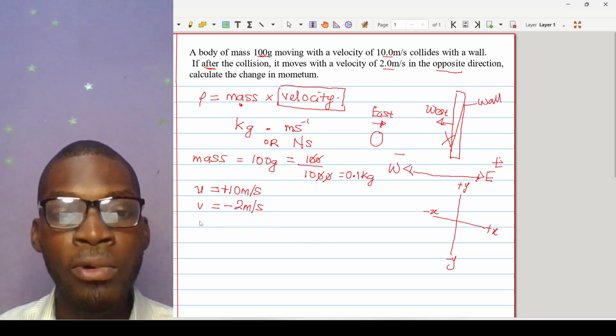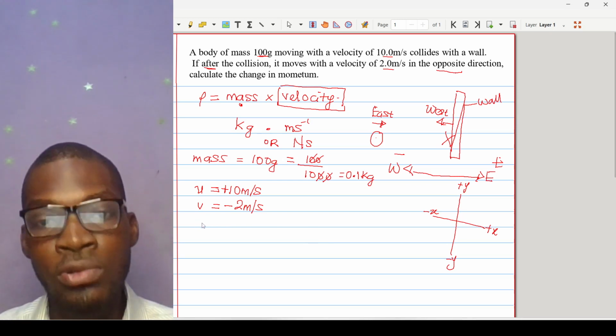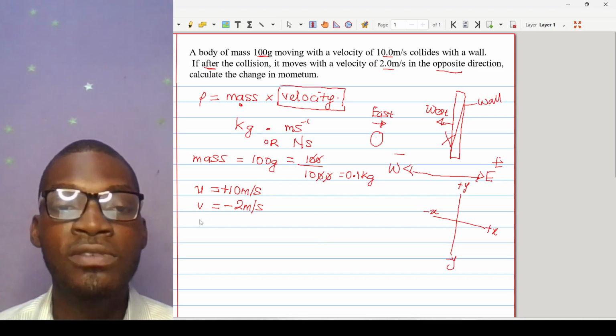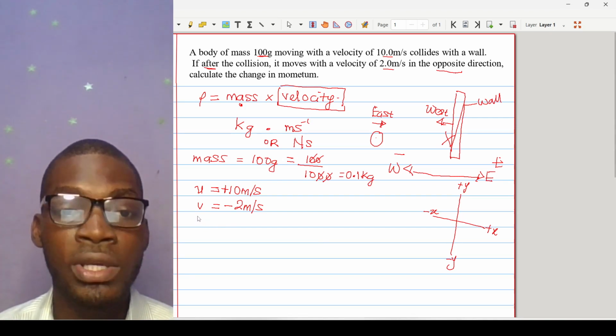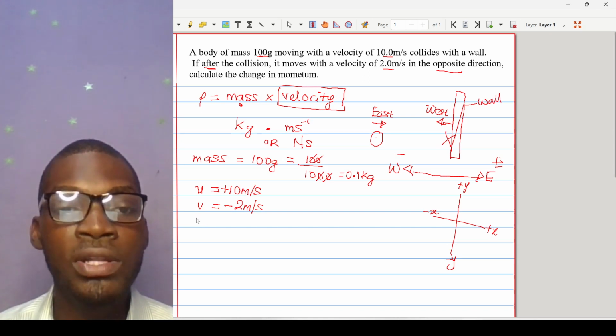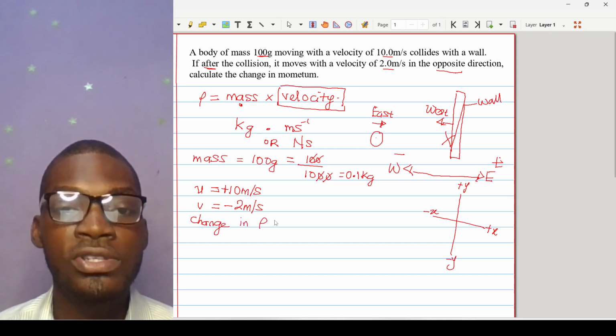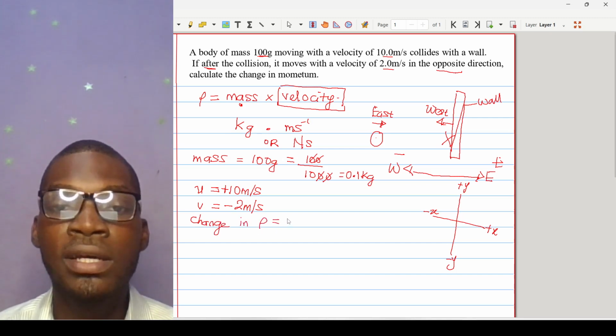Now, what is our change in velocity first of all? There are two ways to do it. We can first calculate the initial momentum. I think that will be more interesting. Remember, we're looking for change in momentum. So change in momentum, I can just use a symbol, is going to be equal to the final momentum.